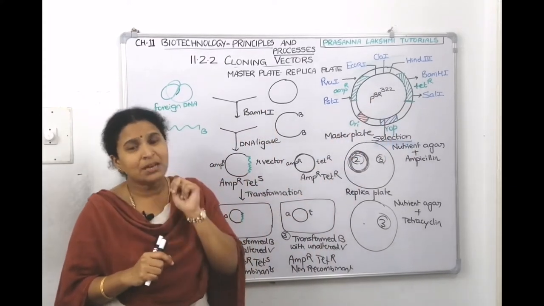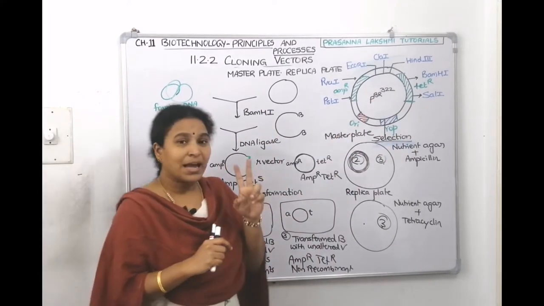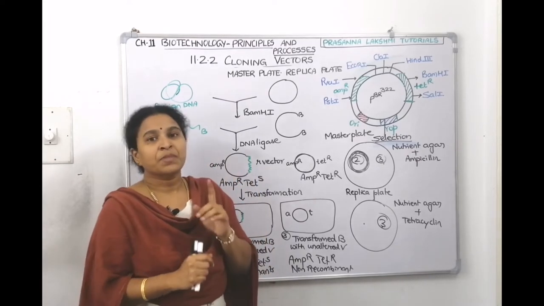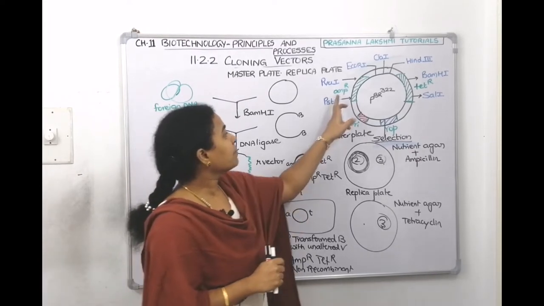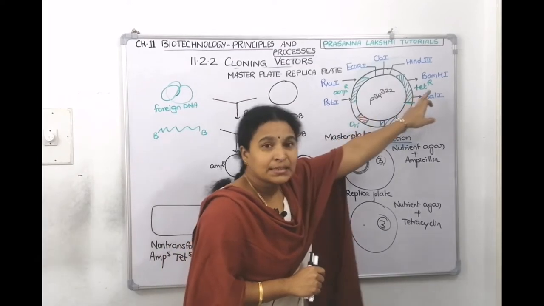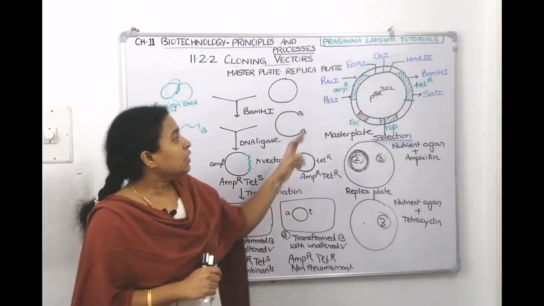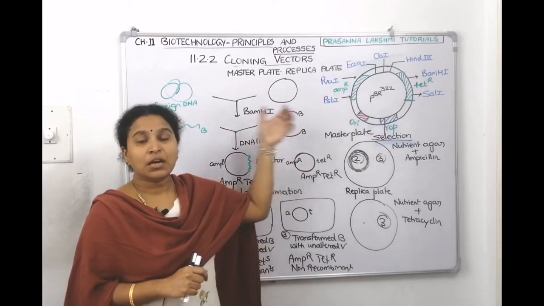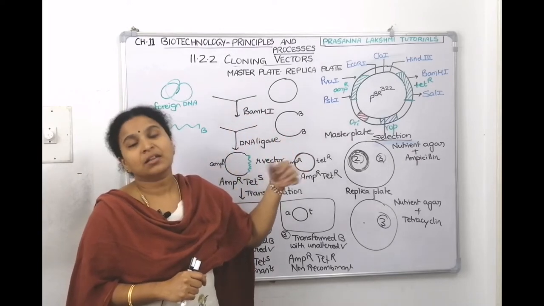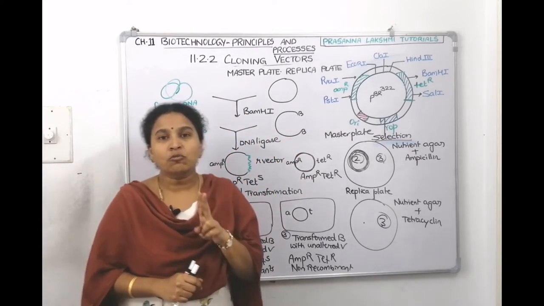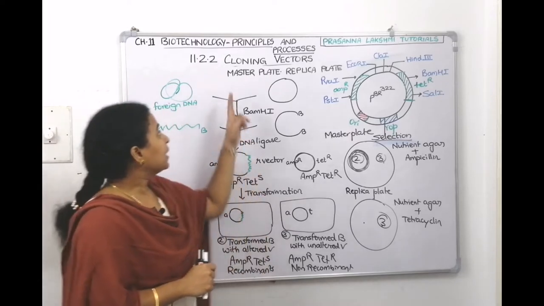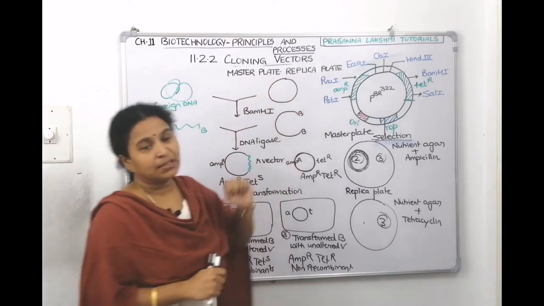It should have two gene markers. pBR has antibiotic resistance gene markers. One antibiotic resistance gene marker is ampicillin. The other one is tetracycline, right? Into one gene marker, we will introduce our foreign DNA. The other gene marker will help us in selection. There are two methods for selection. One is the master plate, replica plate method.